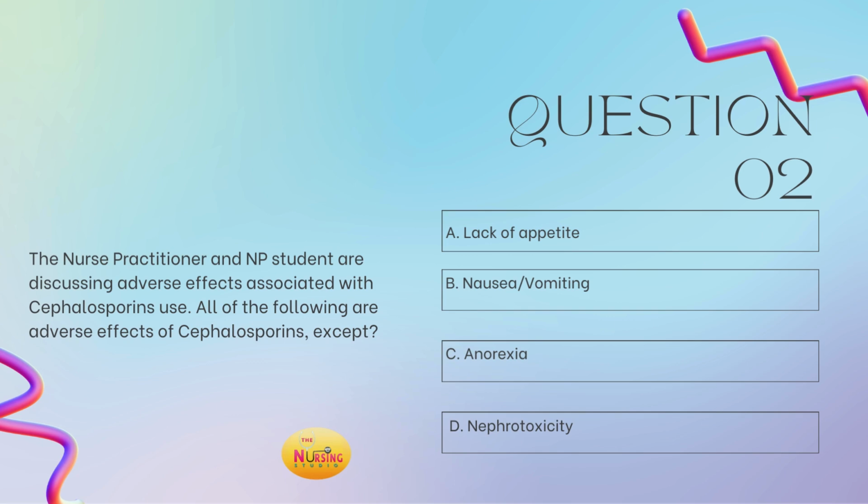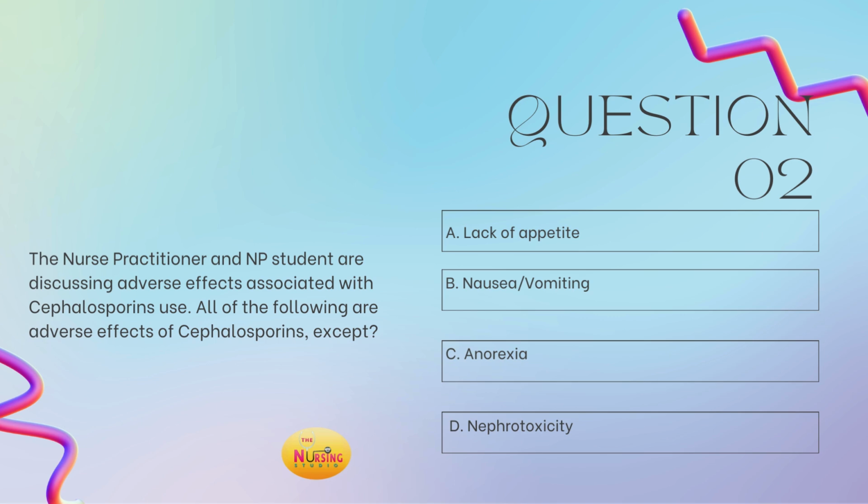All right, question number two. The nurse practitioner and NP student are discussing adverse effects associated with cephalosporin use. All of the following are adverse effects of cephalosporins except, and I'm going to read this one more time. The nurse practitioner and NP student are discussing adverse effects associated with cephalosporin use. All of the following are adverse effects of cephalosporins except, is it A, lack of appetite, B, nausea and vomiting, C, anorexia, or D, nephrotoxicity? Take a moment and tell me what you got.